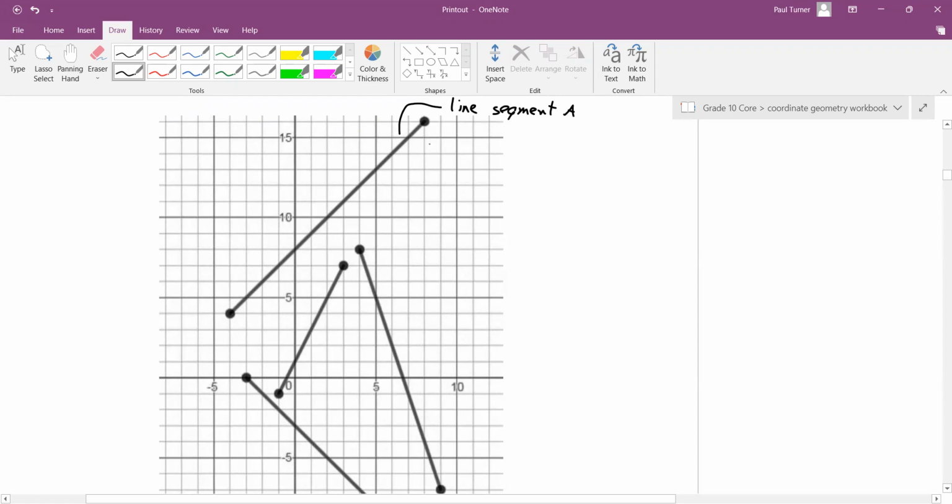So label the coordinates. So this is going to be 8 and 16.